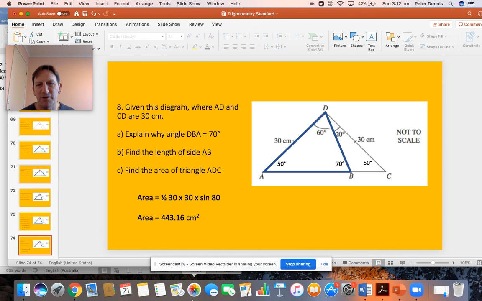Chances are we've probably got it right. It's always good to check your answers, even if it's only very, very quickly like that. Just helps with your understanding.